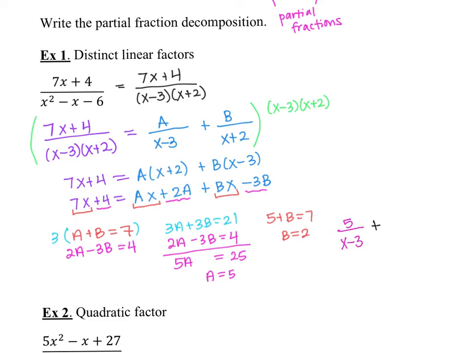plus b over x plus 2. Okay, this is my partial fraction decomposition. If I wanted to check, if I added these two fractions together, it should result in this fraction here. And even if you set this up oppositely, our final partial fraction decomposition should still match.